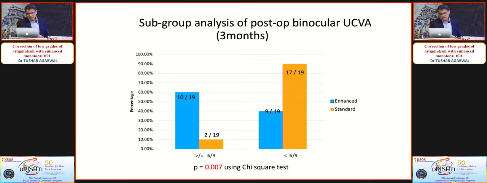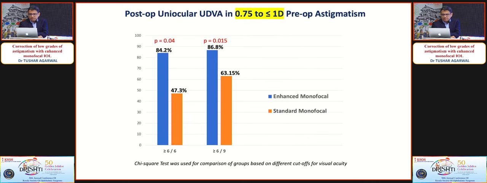But here is where the results are interesting. If we take the cutoff as 6/9 or better, then only half of these patients who had 0.75 to 1.5 diopter astigmatism improved to 6/9 or better. Well, this is not acceptable. With toric lenses, this percentage goes up to almost 90%. But when we did a subgroup analysis where we subdivided the patients into two groups, one below one diopter, essentially meaning that this group had 0.75 to 1 diopter of astigmatism, and the other group more than one diopter, then we find that the enhanced monofocal group had almost 85% patients 6/6 or better, and 86% patients 6/9 or better, compared to only half as seen in monofocal lenses.